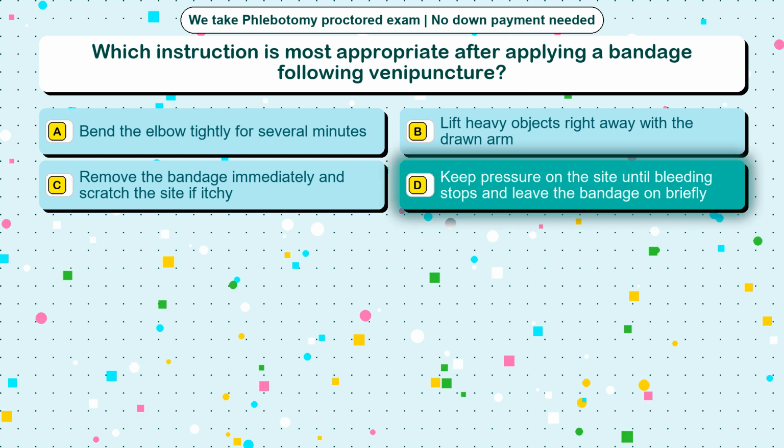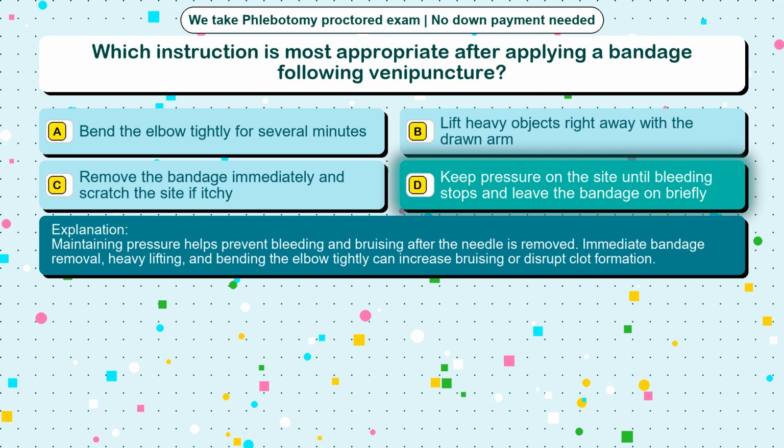The correct answer is option D. Keep pressure on the site until bleeding stops and leave the bandage on briefly. Maintaining pressure helps prevent bleeding and bruising after the needle is removed. Immediate bandage removal, heavy lifting, and bending the elbow tightly can increase bruising or disrupt clot formation.